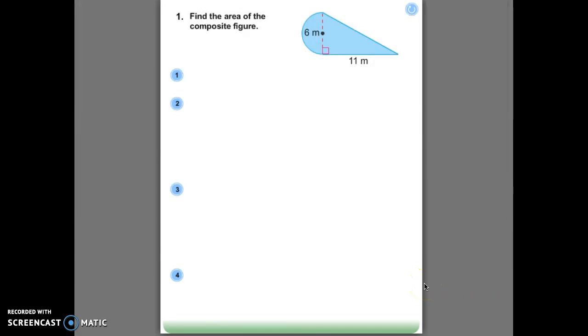In order to find the area of a composite figure, we're going to decompose the figure into shapes with areas you know. Then we're going to find the sum of these areas. So in our first example, we have a semicircle and triangle. We have defined the area of a semicircle to be the formula A equals half of pi r squared.